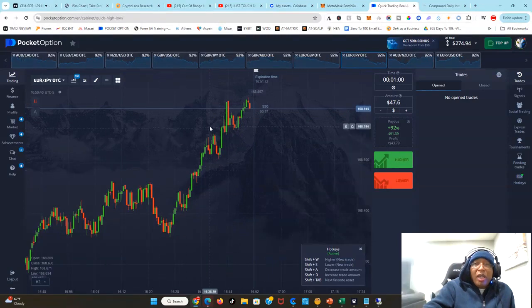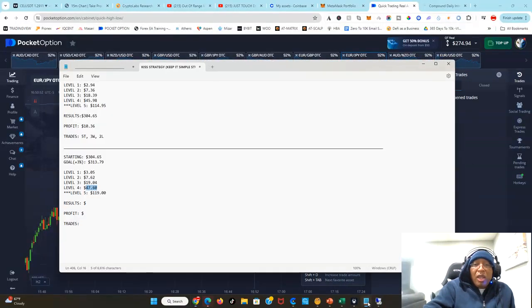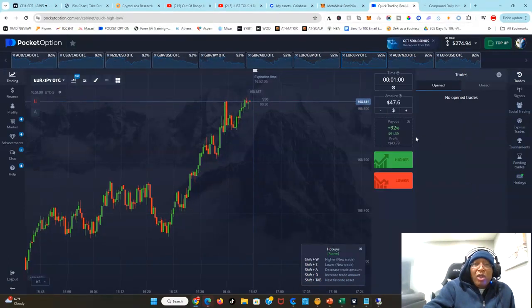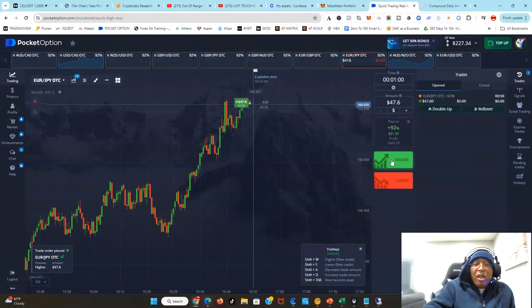So sometimes it takes time, guys, because we don't want to take this big trade and then get into a big drawdown and then we have to trade the next day. Because this is the last trade I'm going to take. Why? Look at this. Level 5 is 119. Look at the account. We don't want to draw that account too much. So we're going to jump in here.